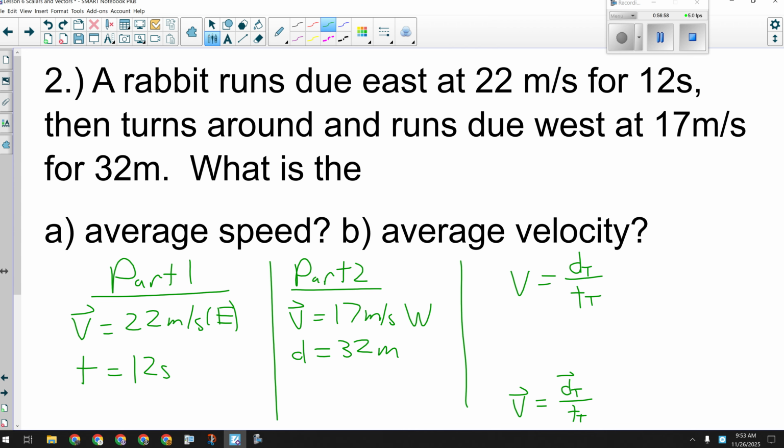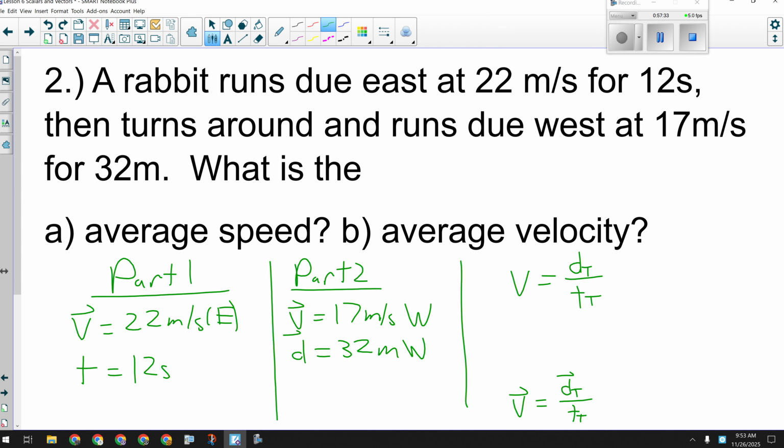Right now, you don't have the ability to get the total distance or total time because you don't have the time for part two and you don't have the displacement for part one. Can you get them? Can you use V equals D over T to solve for the parts you don't have in part one and two? That's where you need to be headed.